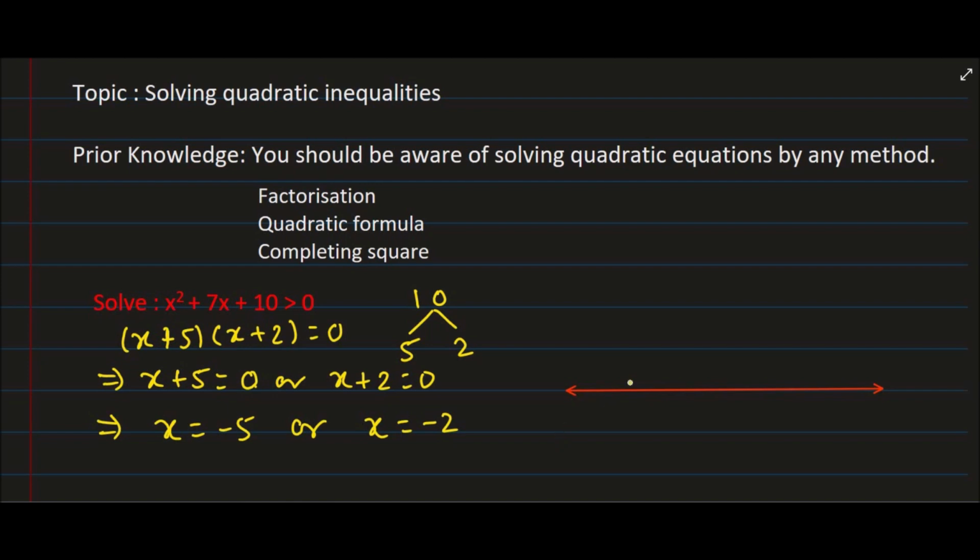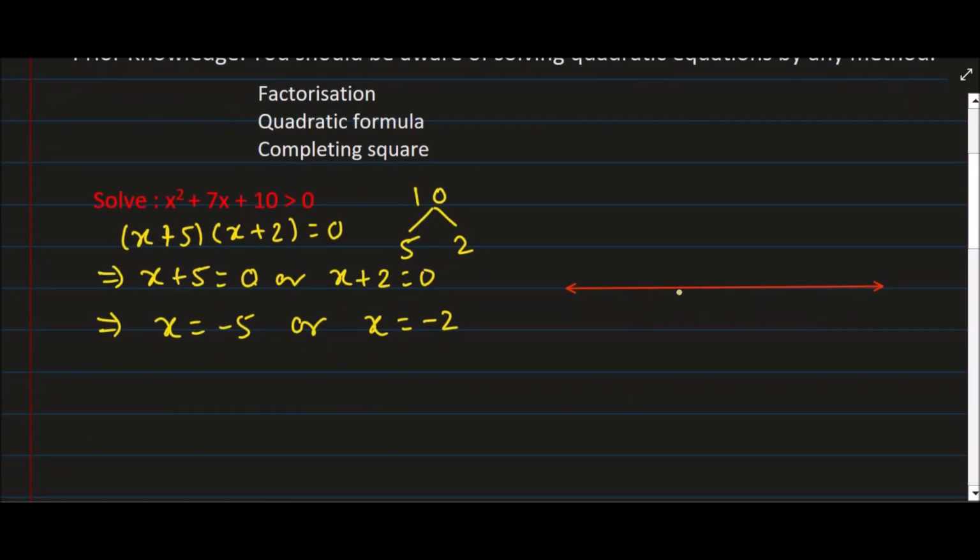What is the next step? I have drawn a number line and we'll show these two numbers on it. Obviously minus 2 comes on the right side and minus 5 will be on the left side, because minus 5 is smaller than minus 2. Then we have to check. There are three regions. Which regions are true and which are false? For that, we'll choose a value from any region.